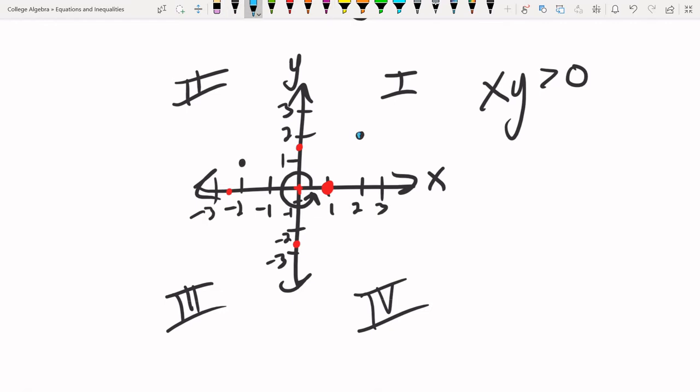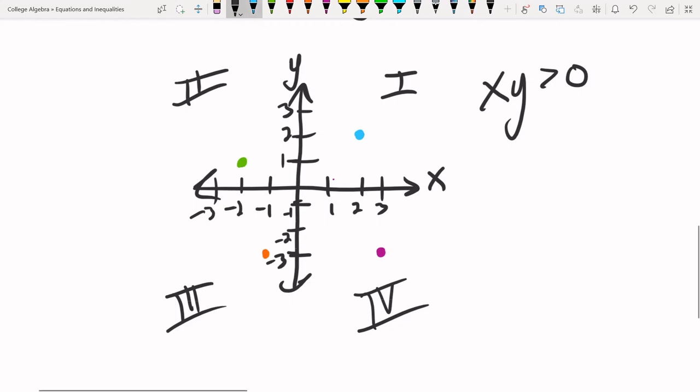Let me do them in different colors. Blue is in the first quadrant, green is in the second quadrant, orange is going to be in the third quadrant, and purple is going to be in the fourth quadrant. Okay, just trying to clean this up a little bit. So you can test any point in these quadrants, because it'll have the same property that the entire quadrant has when we're looking at these kinds of problems.